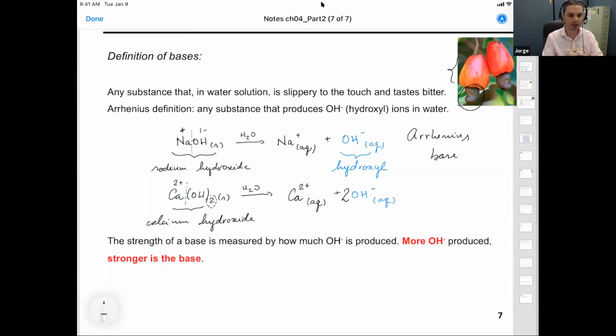The strength of a base is measured by how much OH minus is produced. Therefore, the higher the concentration of OH minus, the stronger the base. In other words, the more ions the base forms when dissolved in water, the stronger the base.